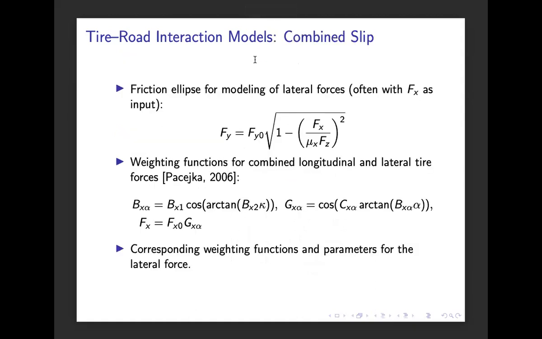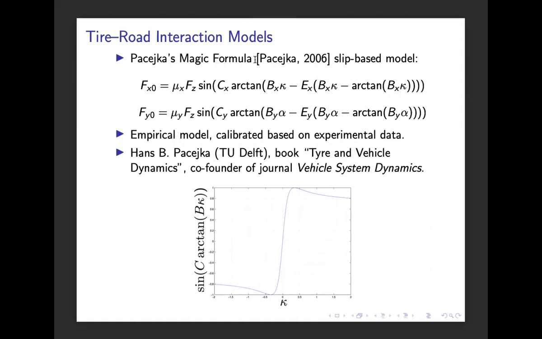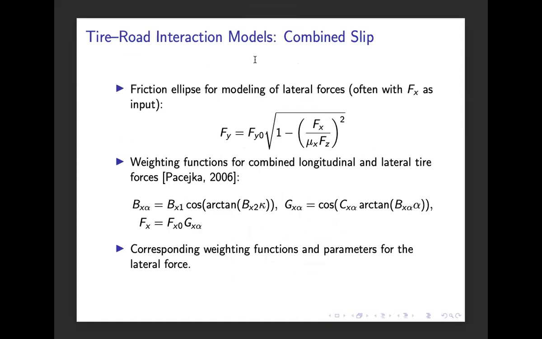Okay, now we have a description of the forces for pure longitudinal slip and pure lateral slip. But what if we have a traction force? We are accelerating at the same time as we are turning, for example. So we are in a cornering situation and at the same time accelerating, which means we have a combination of both longitudinal and lateral slip. There are very many different models that aim to describe this situation of combined longitudinal and lateral forces on the tire. I will just describe two of them in this lecture.